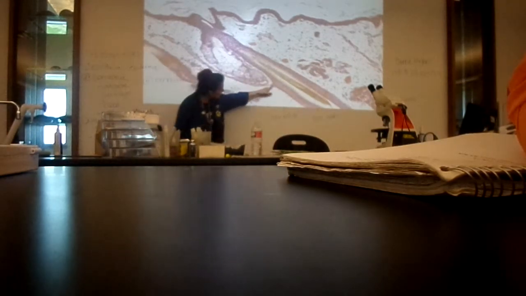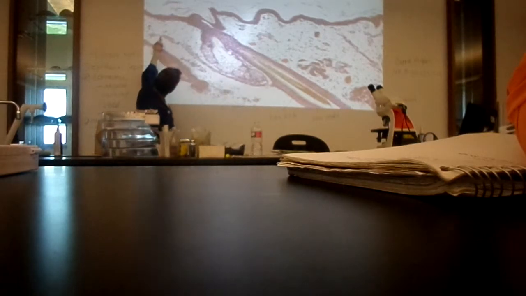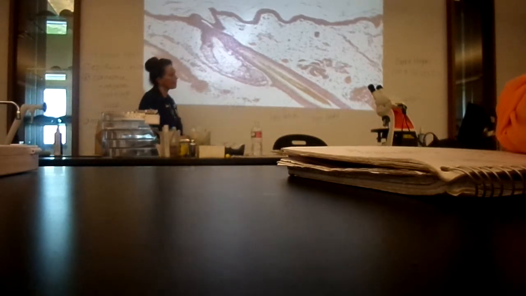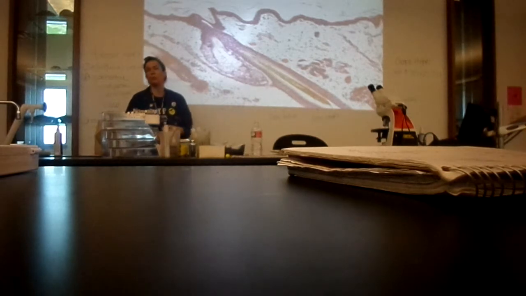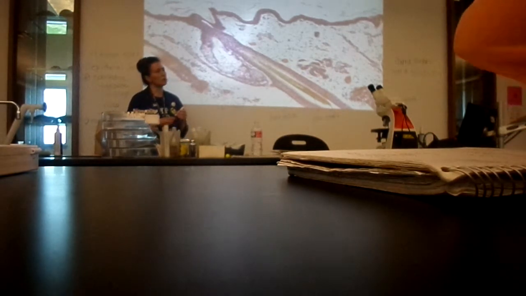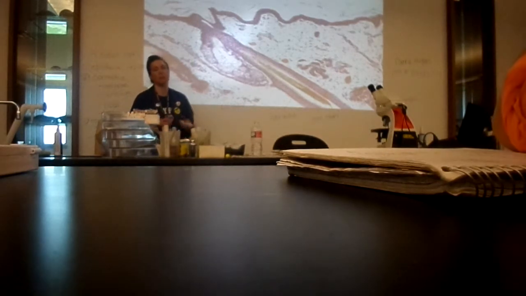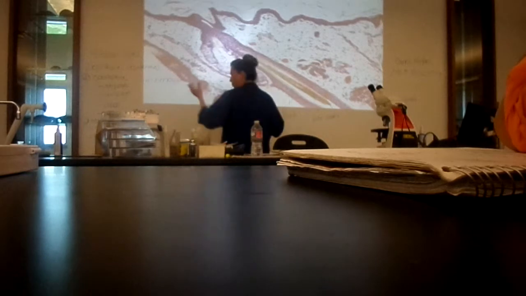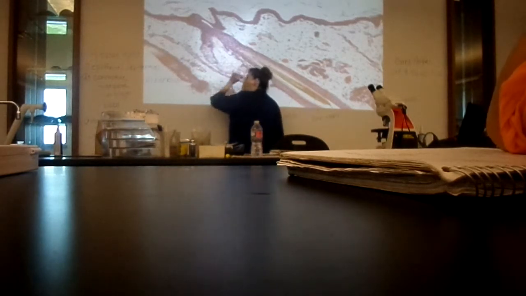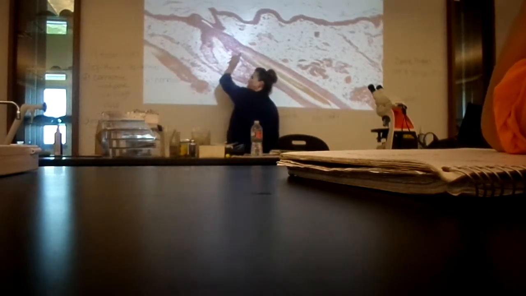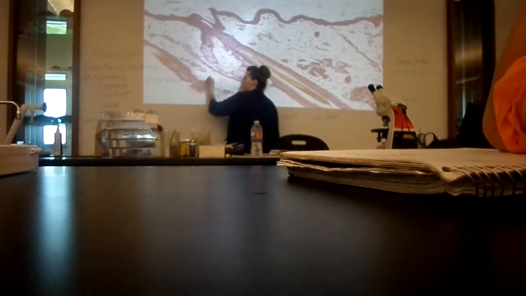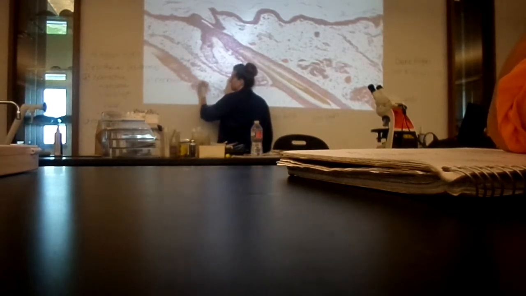Do you see this little guy right here? That little guy is a type of smooth muscle. If you're smooth muscle, are you under voluntary or involuntary control? Involuntary control. This muscle is also going to be associated with a hair follicle. This is called an arrector pili muscle.